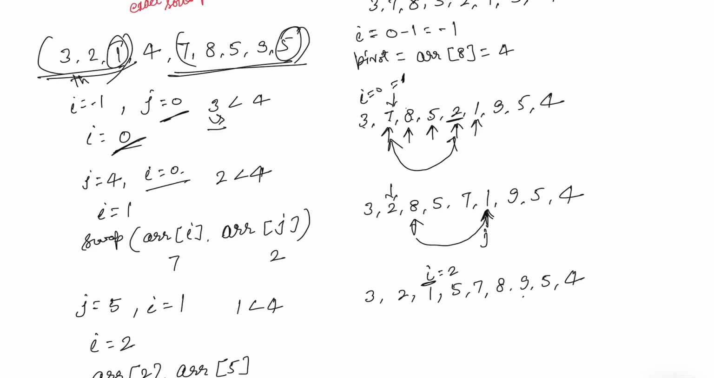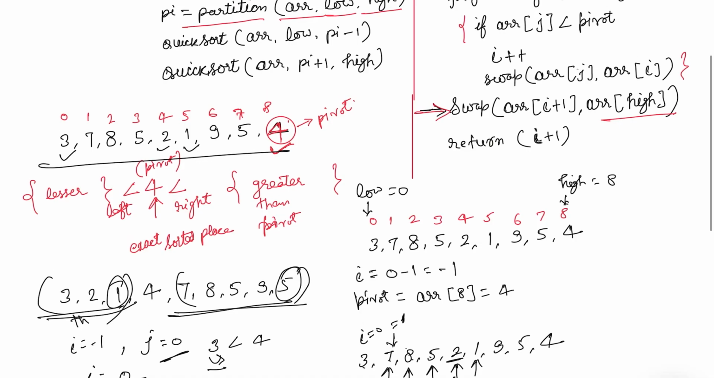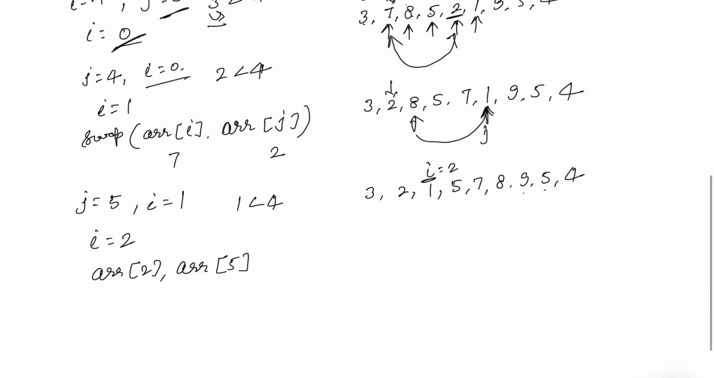So 9. 9 is less than 4? No. 5 is less than 4? No. So now the for loop will be terminated. So after termination of the for loop, what is there? We have to swap array[i plus 1] with array[high]. So here i value is 2. So we have to swap array[3] with array[i], that means the last index, that is 8. So both will be swapped.